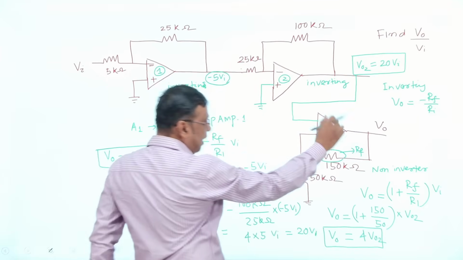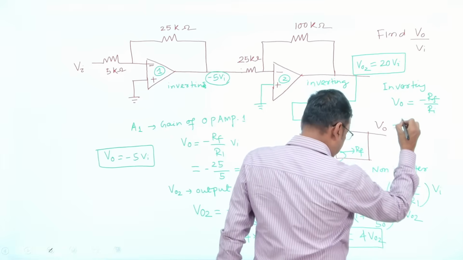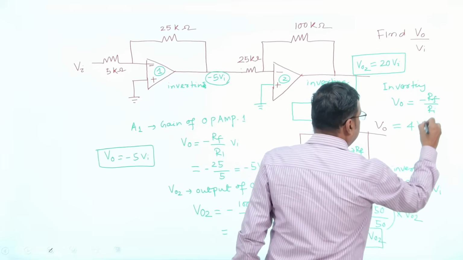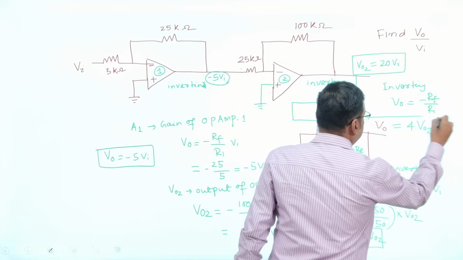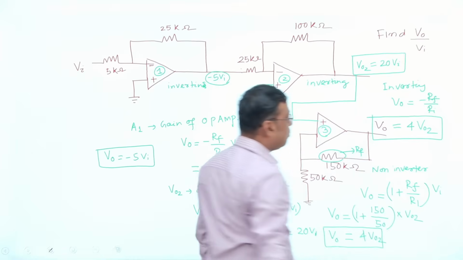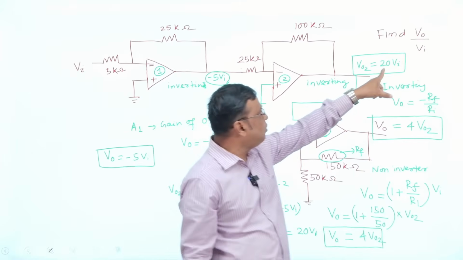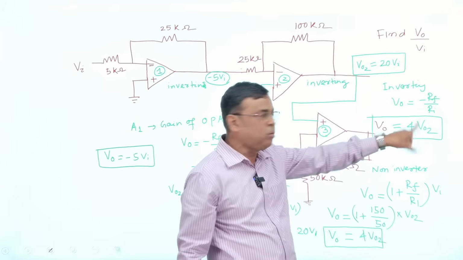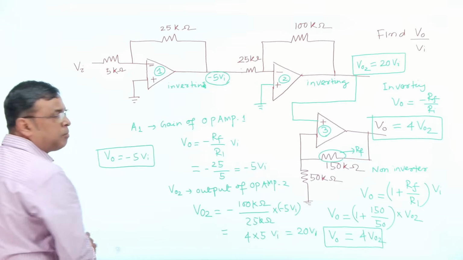The V0 value is how much here? V0 equal to 4 V02. What is V02? Put the value here, 20 into VI in place of V02. The output of the last stage of the operational amplifier.